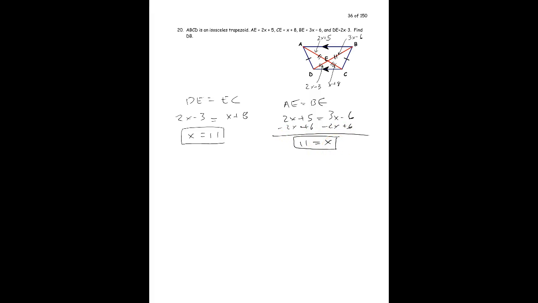And now we're asked to find DB, which is the entire diagonal, so we just need to add those pieces. So DE is 2x minus 3. That's going to be 2 times 11 minus 3 is 22, minus 3 is 19. That's DE. BE is going to be 3x minus 6. 3 times 11 minus 6 is 33, minus 6 is 27. We add those two pieces together to get 46.